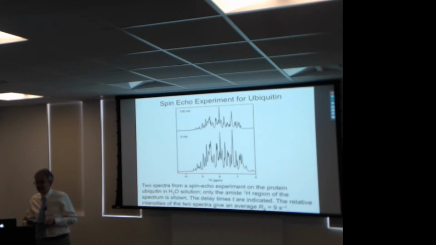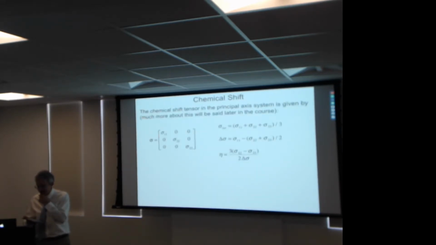And of course, the very first NMR experiments were done with magnets that were quite inhomogeneous. And it took a little while before the magnets got homogeneous enough that people realized that not every hydrogen had the same frequency. And the first cause of that is the chemical shift.